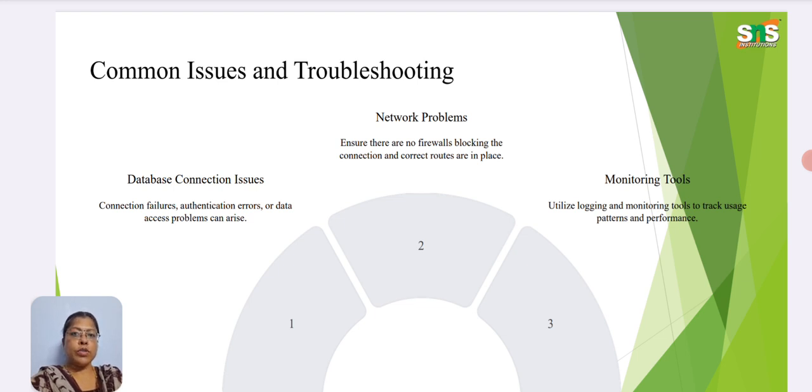Then network issues, network problems. Ensure there are no firewalls blocking the connection and the correct routes are in place. Then monitoring tools: utilize logging and monitoring tools to track usage patterns and performance. That can lead to security issues too. So we must be very conscious of all these common issues, and we need to monitor the databases and the links often to avoid them.